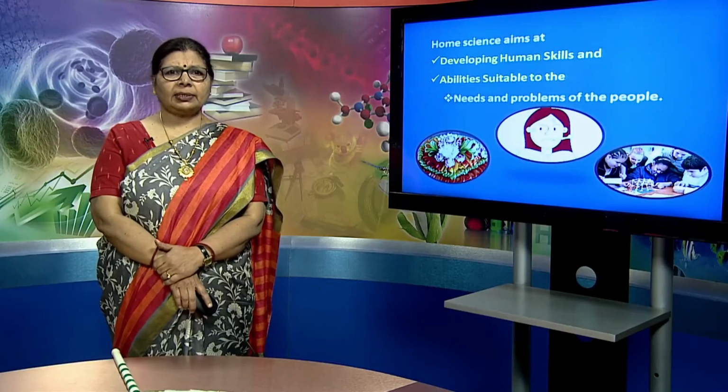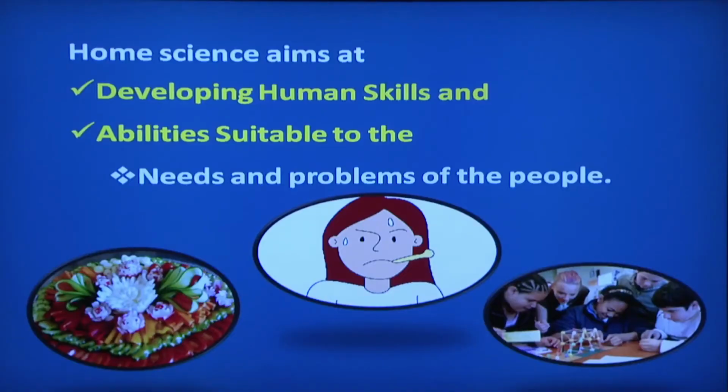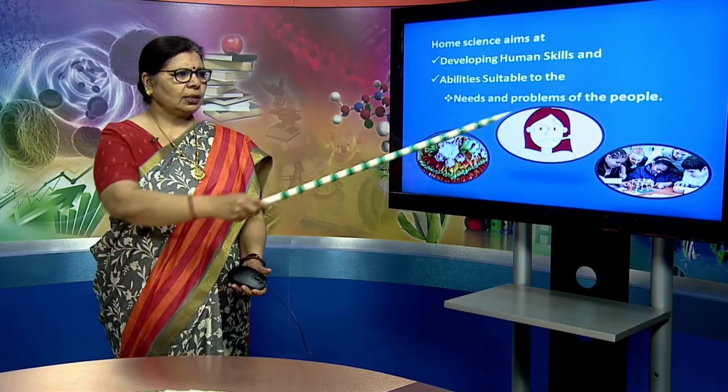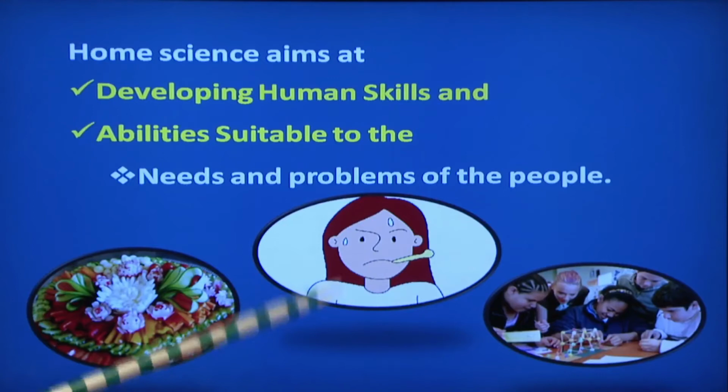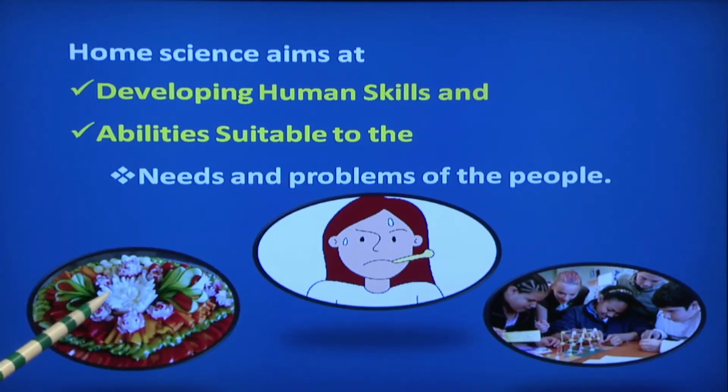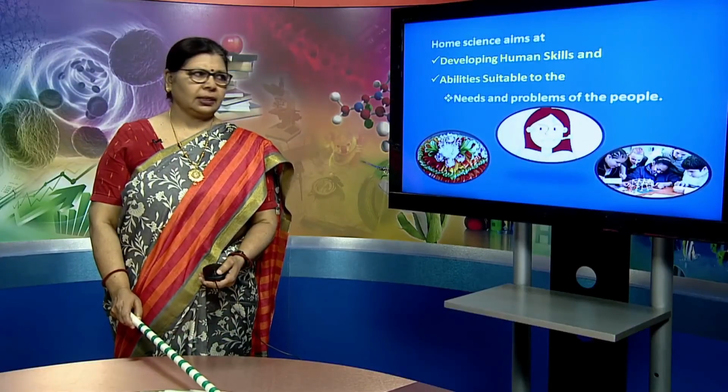Home science aims at developing human skills and abilities suitable to the needs and problems of the people. Here you can see that this is a problem. How to rectify such a situation you learn in this. How to beautify the food and other things you learn in this. How you help in the growth of the child you learn in this.